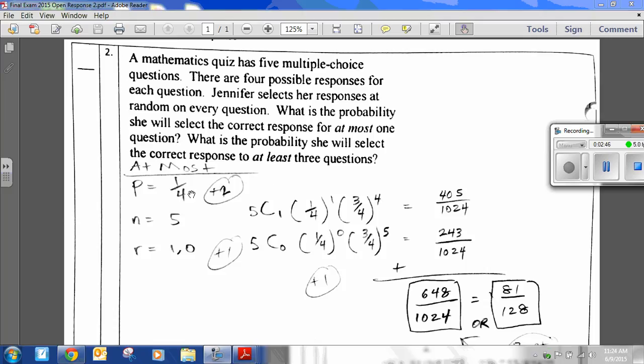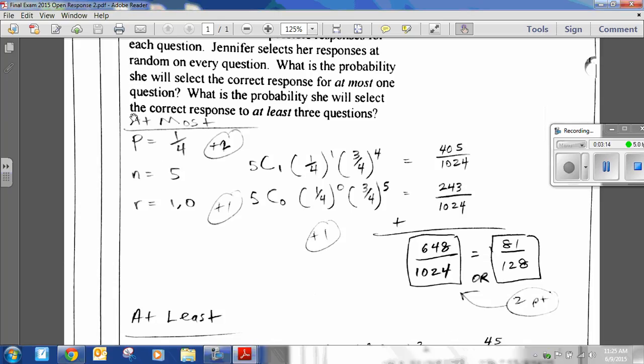So we have our success is 1/4. 1 item correct, that means 4 are wrong. If she gets none correct, 5 are wrong. Plug these into the calculator, you end up with 405 over 1,024. This expression gives us 243 over 1,024. Add those together, we get 648 over 1,024, which is reduced to 81 over 128. So that is the at most part of the question.